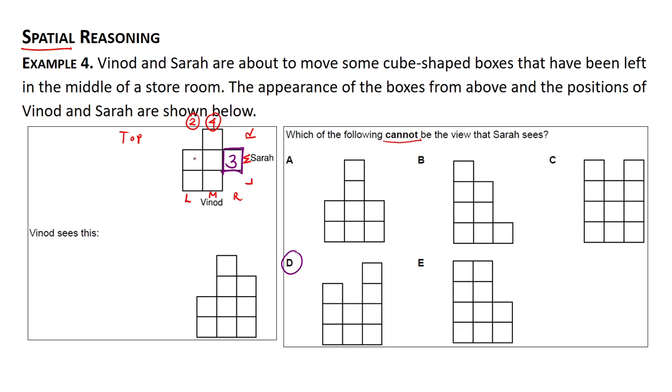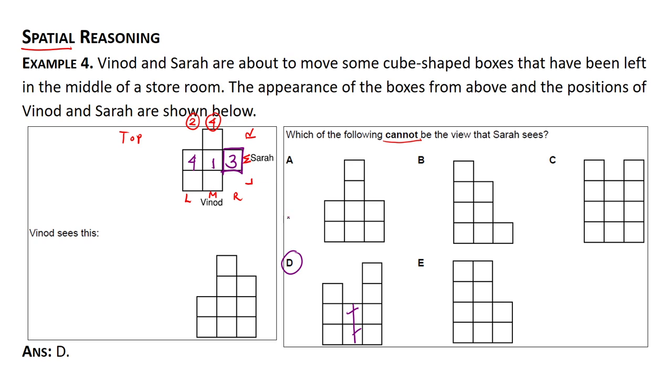Whatever the numbers here are, even if it's as low as 1 or as high as 4, we are sure that Sarah will see at least 3 layers in the middle. At least 3, 3 or more. But in this option, Sarah only sees 2 layers in the middle. So the answer is D.